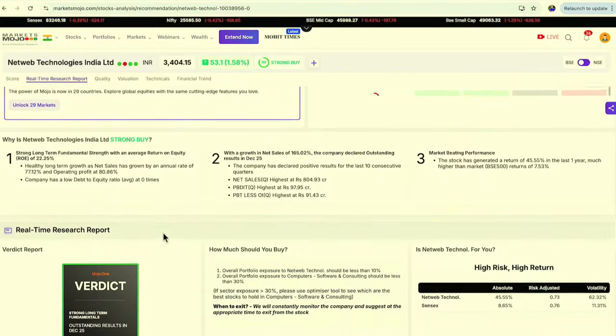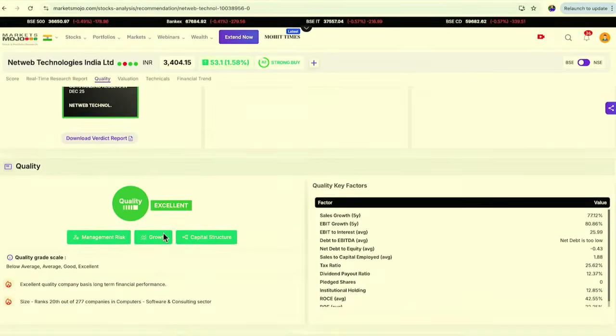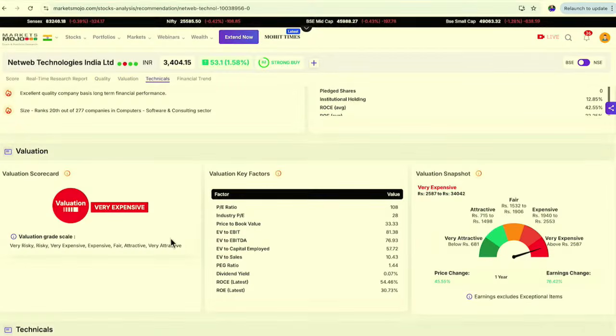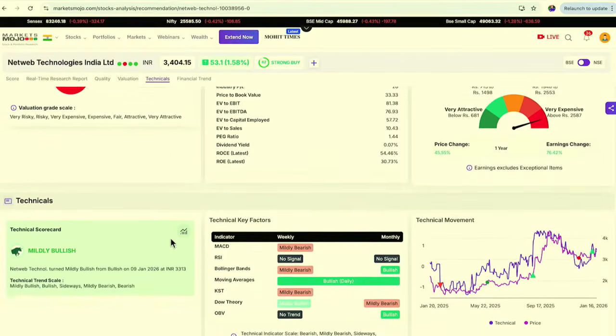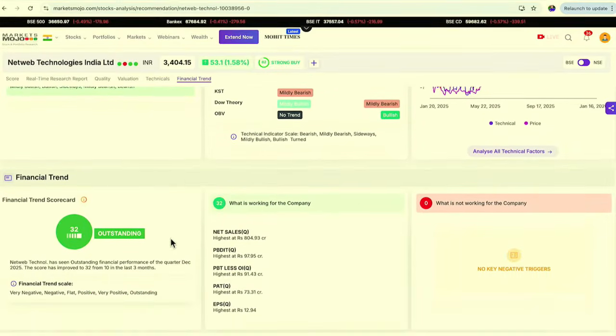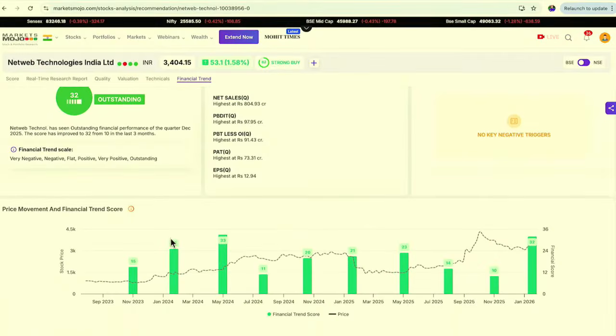Okay. Quality is excellent, so all three dots are there, within management risk, growth and capital structure. All three are great. So quality is excellent. Valuation is very expensive. In fact, it is more expensive than Wari. It's in a bullish zone and financial trend is outstanding. So I think the main parameter that is driving this is quality.